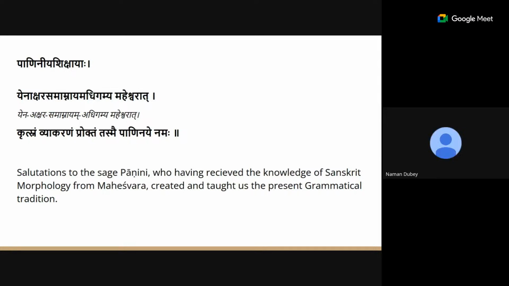येनाक्षर समाम्नायम् अधिगम्य महेश्वरात् कृत्स्नं व्याकरणं प्रोक्तं तस्मै पाणिनये नमः. Nice. Sri Sant, would you like to recite? Okay, I will try. येनाक्षरसमाम्नायमधिगम्य महेश्वरात् कृत्स्नं व्याकरणं प्रोक्तं तस्मै पाणिनये नमः. Yes. So that was good. Although you fumbled once, it was good. You did the right thing.